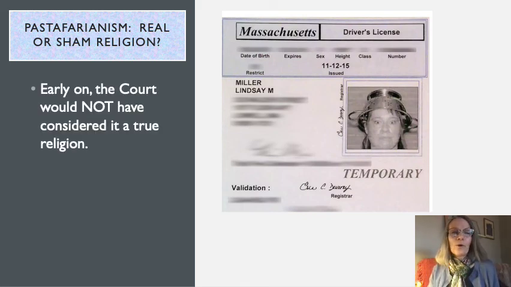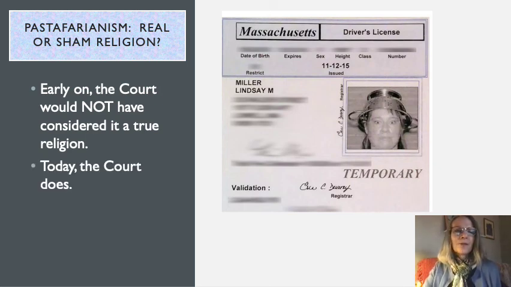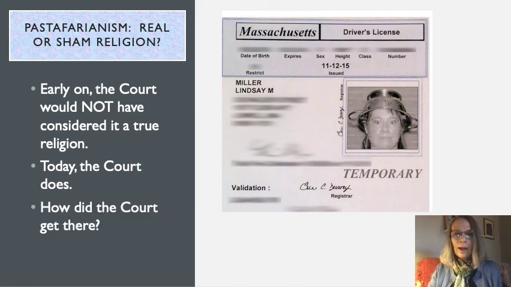Now, early on, the courts would not have considered Pastafarianism a true religion, okay? However, today the court does. And as we know, the court in Massachusetts, looking at the existing definition of religion as the Supreme Court has outlined it, applied that definition, and said it meets that definition. So the way the court has defined religion has changed over time, because this person wearing the colander would not be regarded as engaging in a protected religious practice 100 years ago, or even less than 100 years ago.